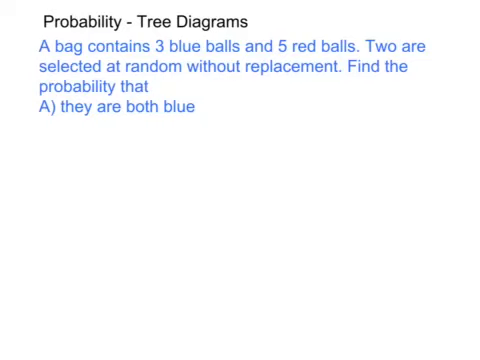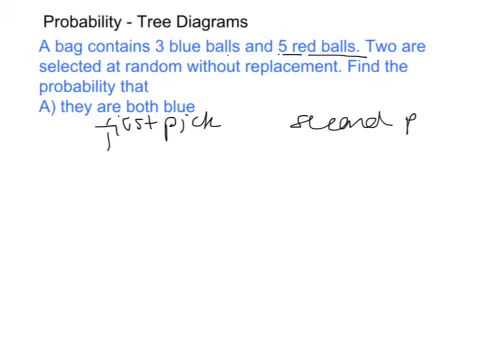So in this question we've got a bag containing 3 blue balls and 5 red balls. So altogether we've got 8 balls in the bag and we're going to select 2 of them at random. So we're going to have a first pick and then we're going to have a second pick. And we're going to represent that on a tree diagram.